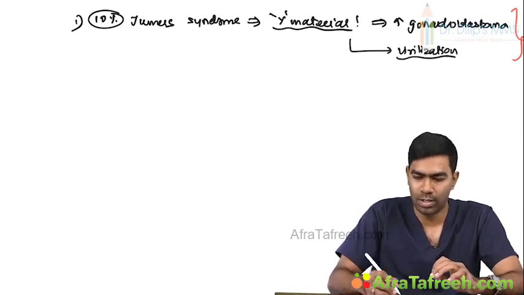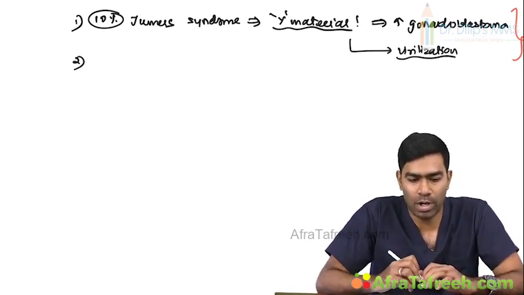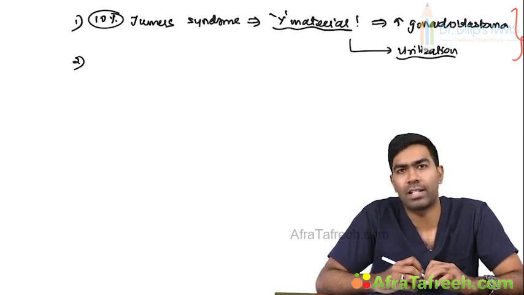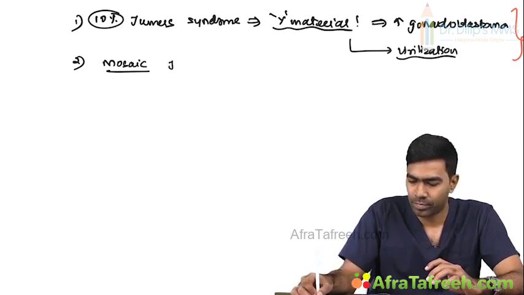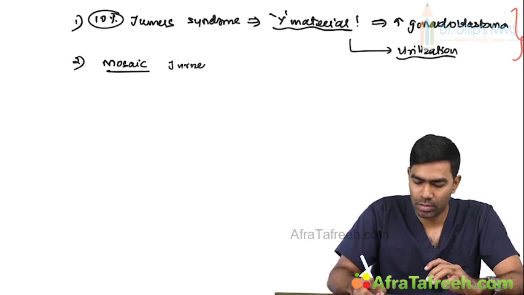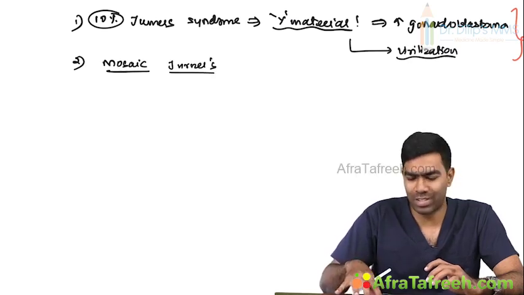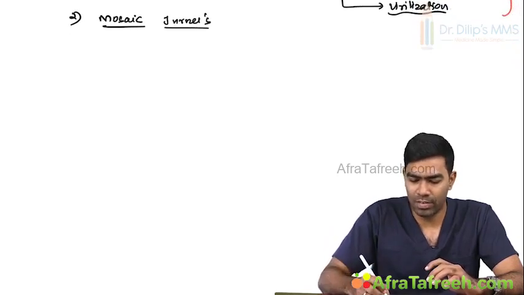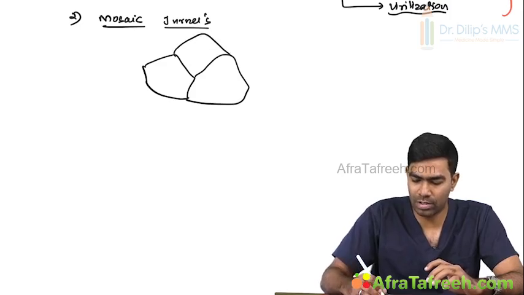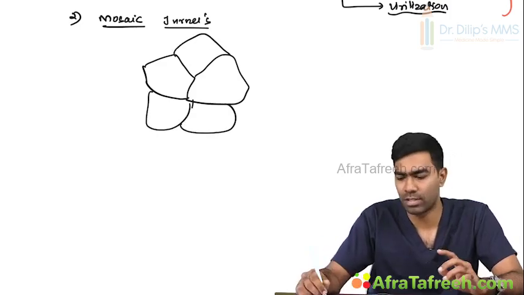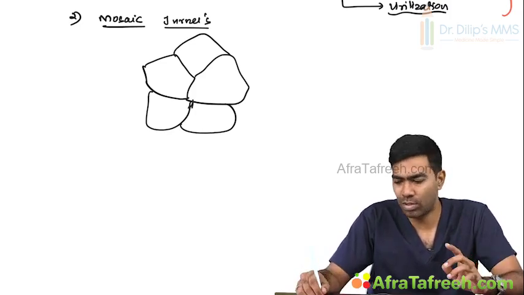So, that is point number 1. And point number 2 that you have to note is that there is something called a mosaic Turner. What do you mean by a mosaic Turner? What is called a mosaic basically? Whenever you have a different mosaic appearance, that's what we call it, isn't it? You see tiles and mosaics. So, how does this mosaic look?